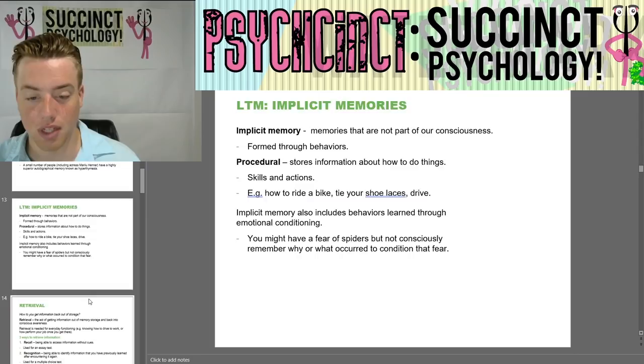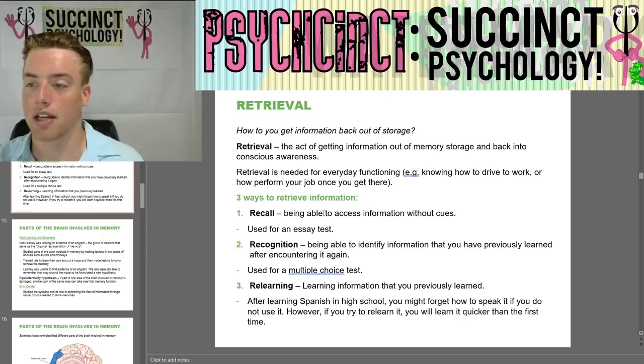Next, we have retrieval. How do you get information back out of storage? So retrieval is the act of getting information out of memory storage and back into conscious awareness. So retrieval is needed for everyday functioning, for example, knowing how to drive to work or how to perform your job once you get there. There are three ways to retrieve information. Recall, which is being able to access information without cues, so used for an essay test. Recognition is being able to identify information that you have previously learned after encountering it again, so it's used for a multiple choice test. And then you have relearning, so learning information that you previously learned.